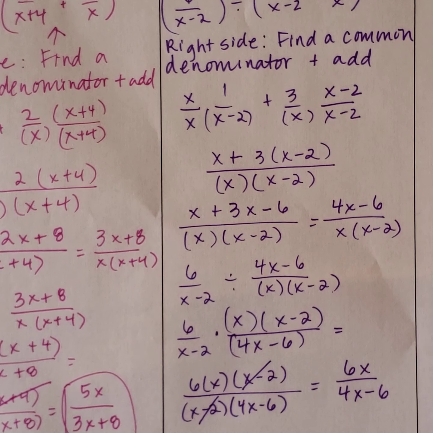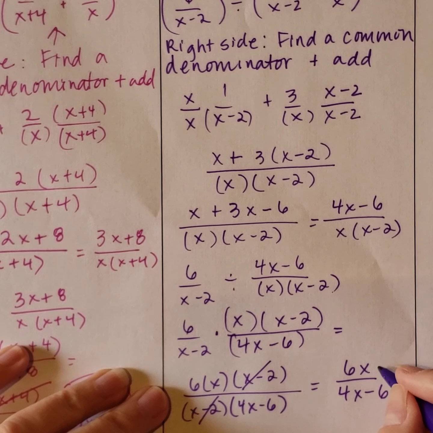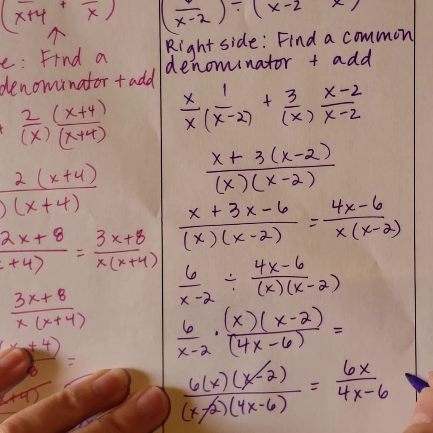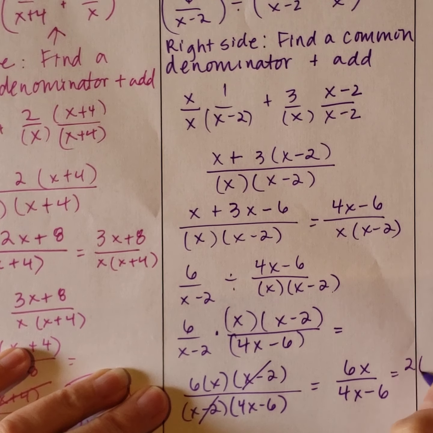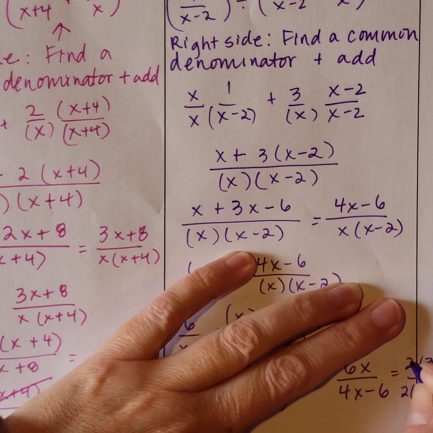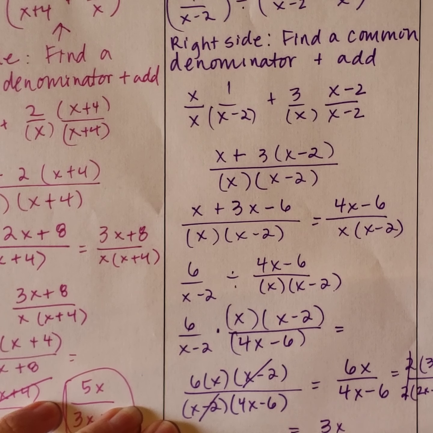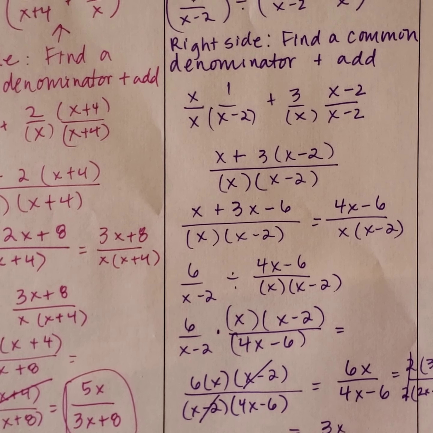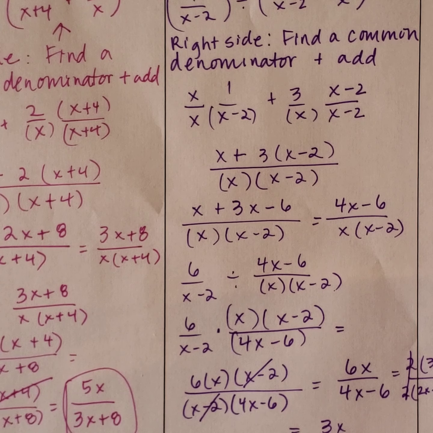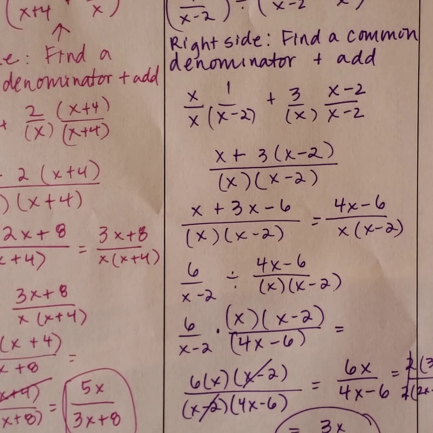6, 4, and 6 are all divisible by 2. So if we divide the top by 2, take a 2 out, we have 3x. The bottom, we take a 2 out, we have 2x minus 3. So that cancels. So then what we have left is 3x over 2x minus 3. There's nothing that we can take out of the 3, the 2, or the 3. So this is our final answer.